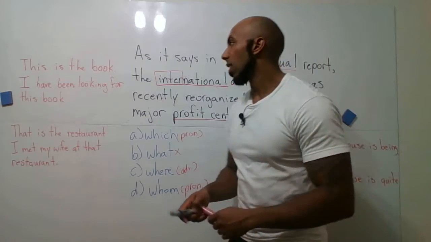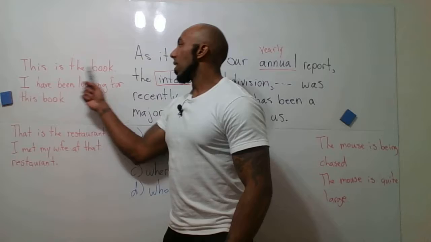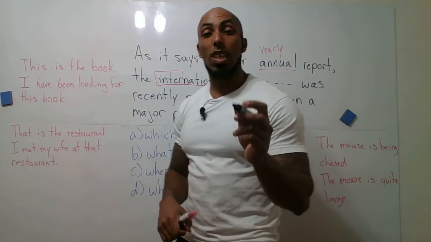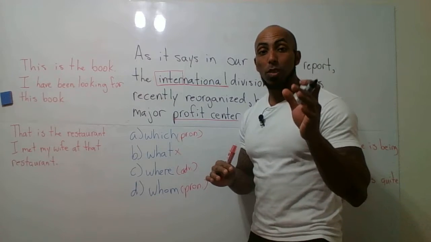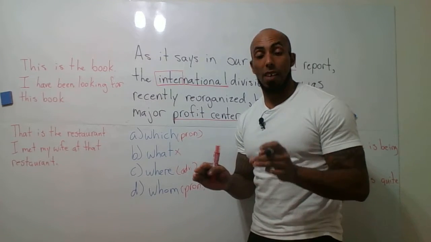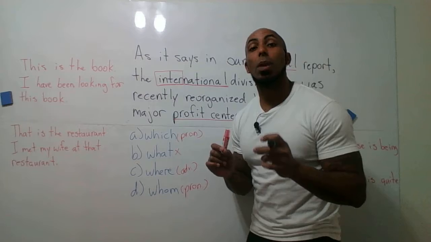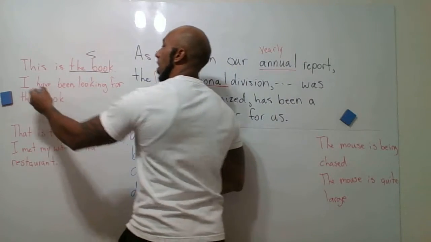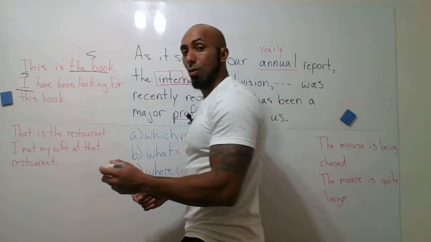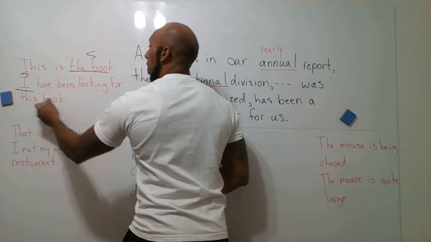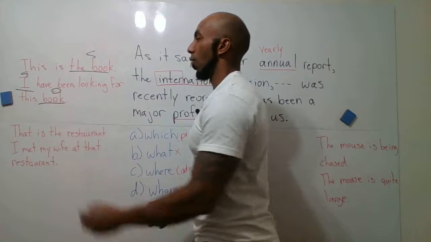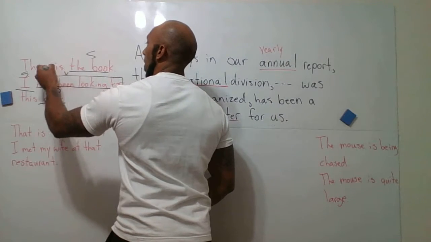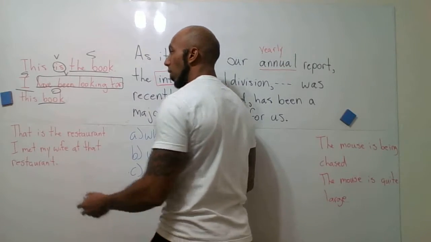First one is this. This is the book. I have been looking for this book. Now, the best thing to do when dealing with relative adverbs and relative pronouns is to label your two sentences. So our subject is the book, right? The second sentence, I is the subject, the book is the object. And our verb is all of this, have been looking for. This is our verb, and here this is our verb.